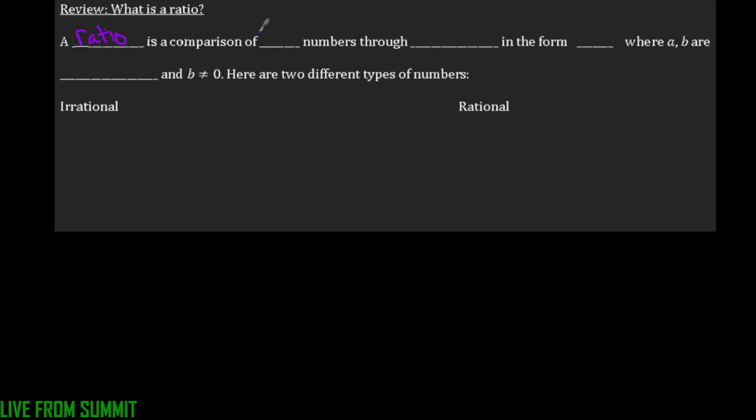A ratio is a comparison of two numbers through division. What does that look like? Well, that just means it's a fraction. And it looks like this: A divided by B, where A and B are integers. That means the whole numbers and their opposites. So, integers.